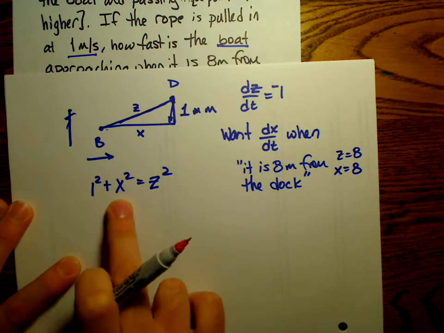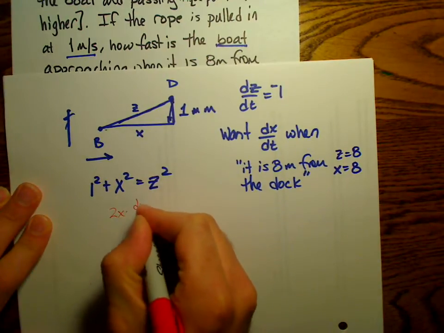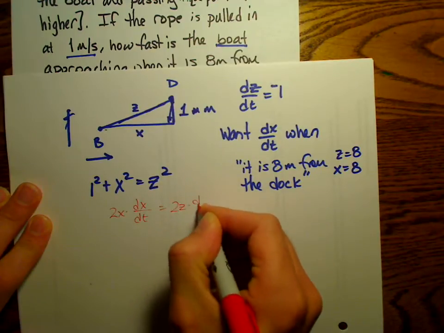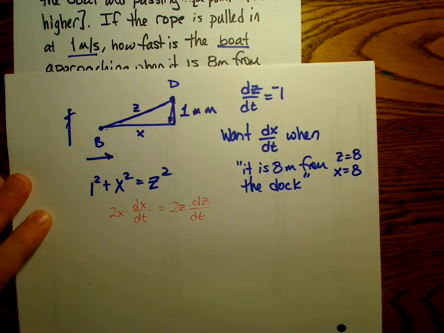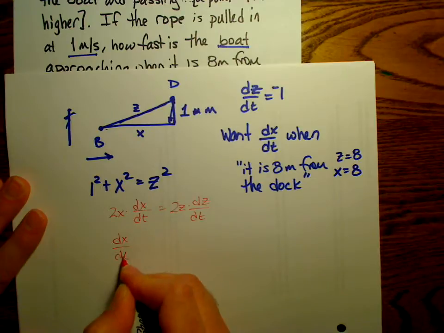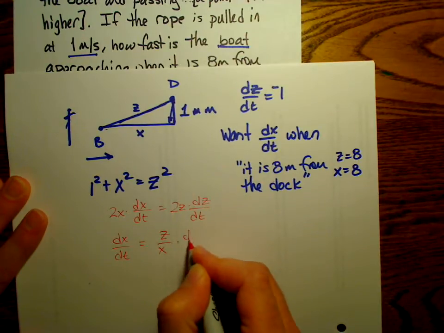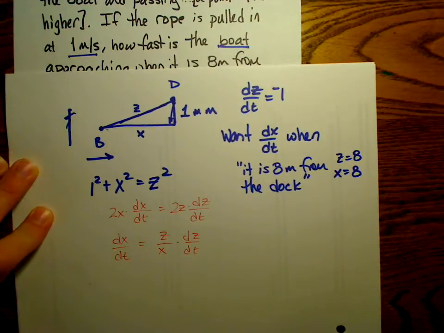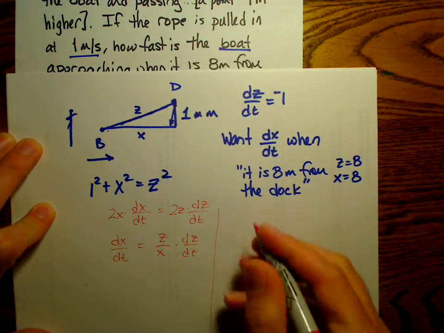1 squared plus x squared equals z squared. Differentiate both sides, just like in the last one. 2x dx/dt equals 2z dz/dt. We're wanting dx/dt. Fine. And so dx/dt is going to be z divided by x times dz/dt, already divided by 2 on both sides. And now they want 8 meters from the dock.